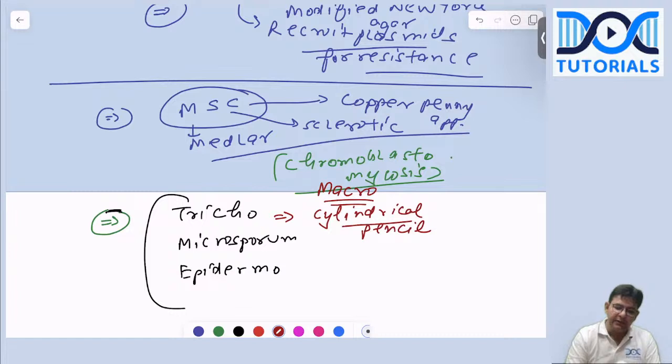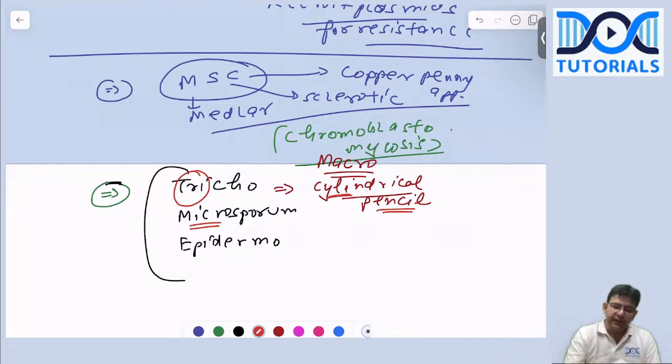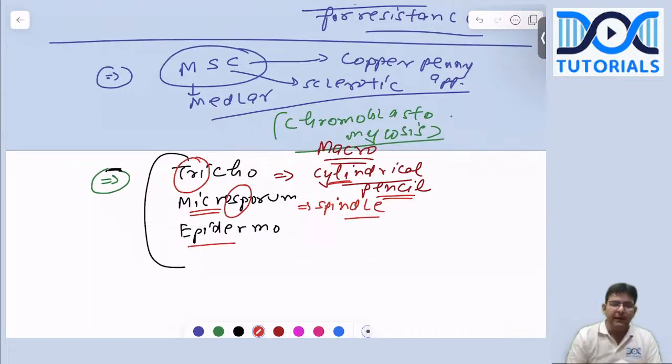How to remember? Tricycle. And a tricycle wheel has pencils as spokes. Microsporum has SP: spindle shaped macroconidia. Epidermophyton, derma club: club shaped, or boat shaped.